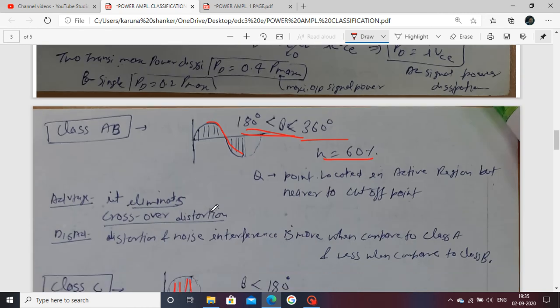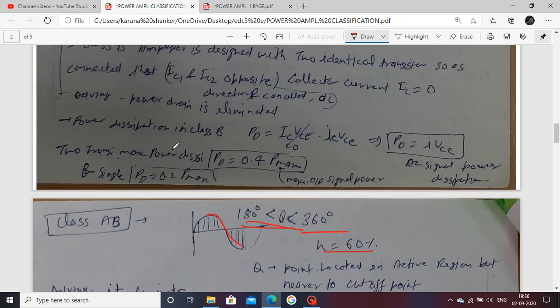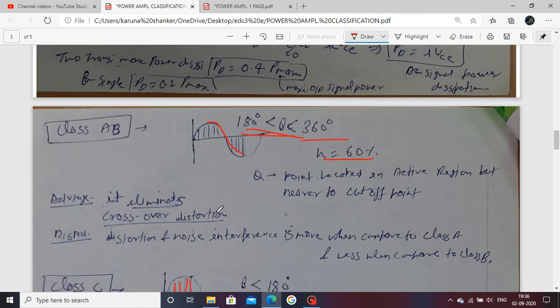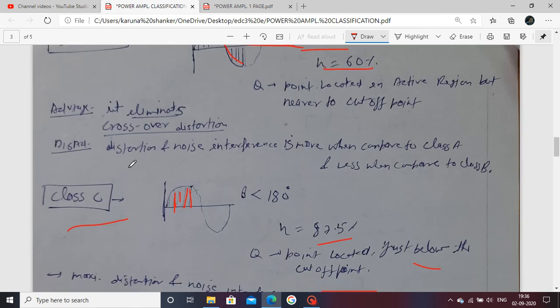You just compare the different classes of power amplifier. Next we move to class AB. It eliminates the crossover distortion. The advantage here is that the crossover distortion present in class B is now eliminated by using a class AB power amplifier. One of the disadvantages here is that distortion, noise and interference are more in class AB.